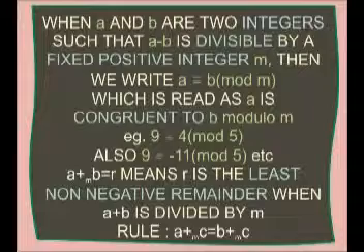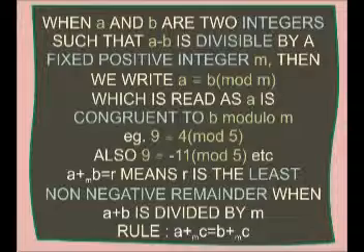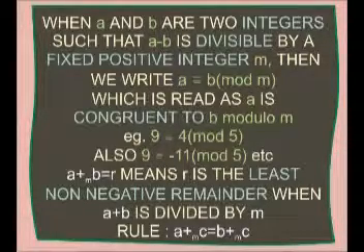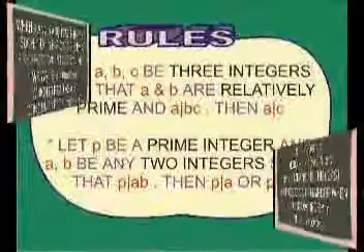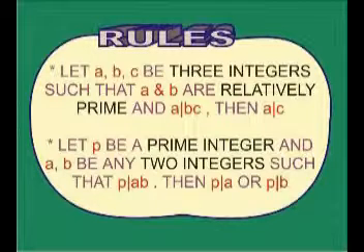a plus b congruent to r modulo m means r is the least non-negative remainder when a plus b is divided by m. a plus mc equals b plus mc. This is a rule. Some other rules are: let a, b, c be three integers such that a and b are relatively prime and a divides bc, then a divides c.